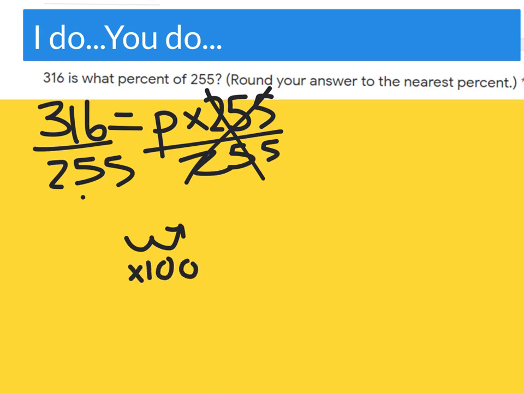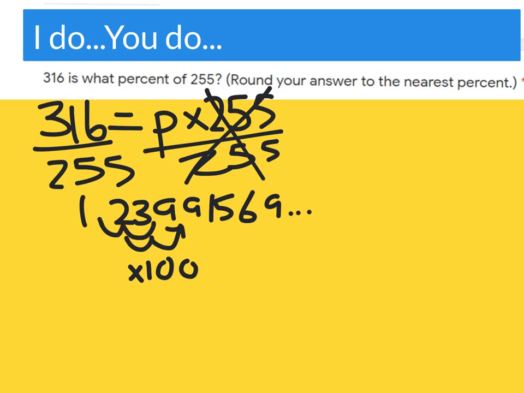So when I work that out, I actually get 1.2392156 dot dot dot. Anyway, I move that decimal 2 places, which moves it behind the 3. I look at the 9 to see if that makes it go up or stay the same. It makes it go up, and your answer is 124%.